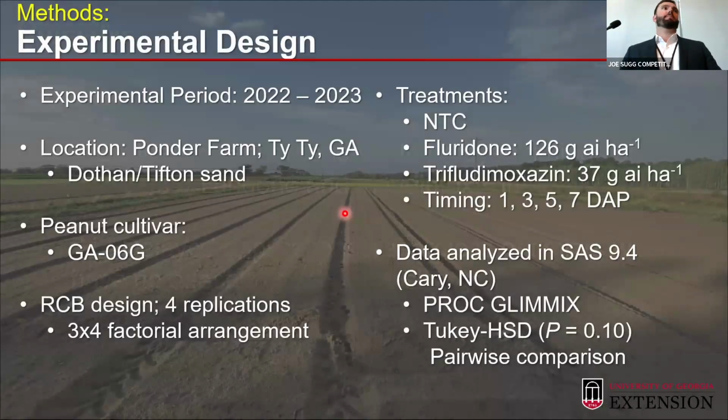And so this study took place between 2022 and 2023 at the UGA Ponder Farm in Tifton, Georgia. Cultivar used was Georgia 06G, and this was set up as a randomized complete block design with 4 replications with a 3x4 factorial arrangement. And so factor A included our herbicide, so that's a non-treated control, our fluridone at a 1x rate, trifludimoxazin at a 1x rate, and then factor B being our timing at 1, 3, 5, and 7 days after planting. And so this data was analyzed in SAS 9.4 with PROC GLIMMIX, and then utilizing Tukey HSD for our pairwise comparison.